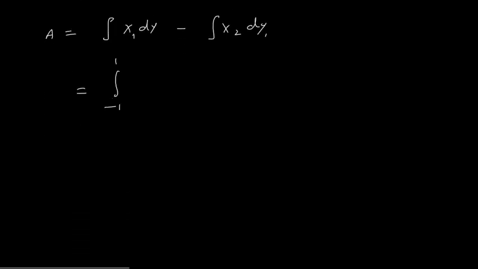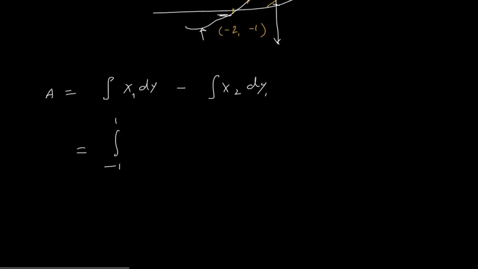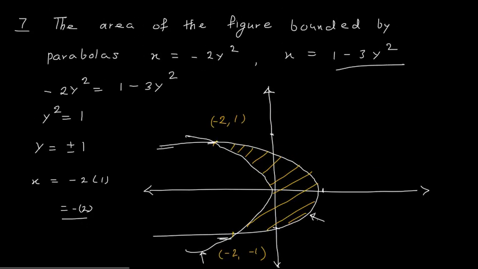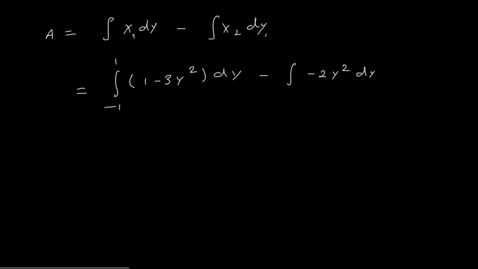So the limits are -1 to +1. x1 is 1 minus 3y square, so here it is (1 - 3y²) dy minus, here it is 2y² dy. I can club these two integrations because their limits are the same. So this is the integral from -1 to 1 of (1 - y²) dy, since minus minus becomes plus.